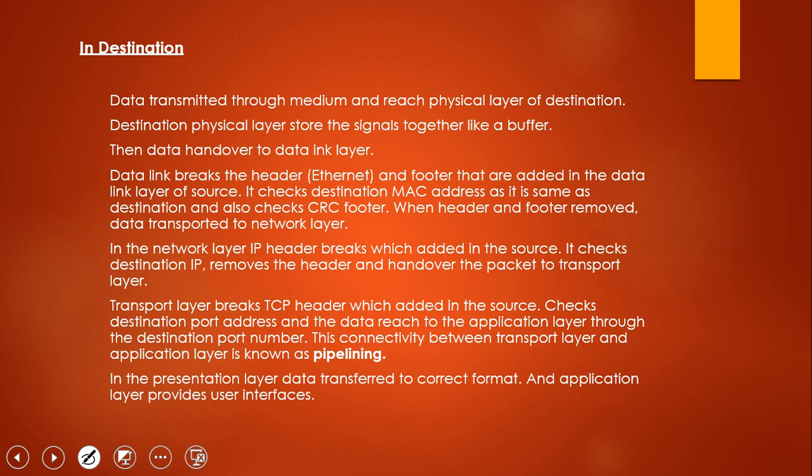The transport layer breaks the TCP header which was added at the source. It checks the destination port address and the data reaches the application layer through the destination port number. This connectivity between the transport layer and application layer is known as the pipeline. In the presentation layer, data is transported to control format, and the application layer provides user interfaces.